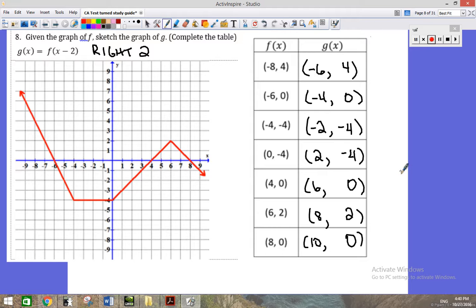Now I'll try to make sure tomorrow that these points, if you have your stretches and shrinks or your shifts left and right, stay within the graph. I'll try to make the graph big enough where you don't have to plot points. See, at 10, 0, we're getting right to the edge of the graph here. So let's plot these points.